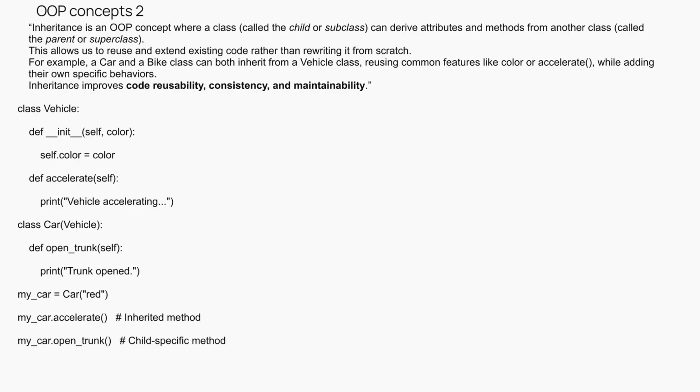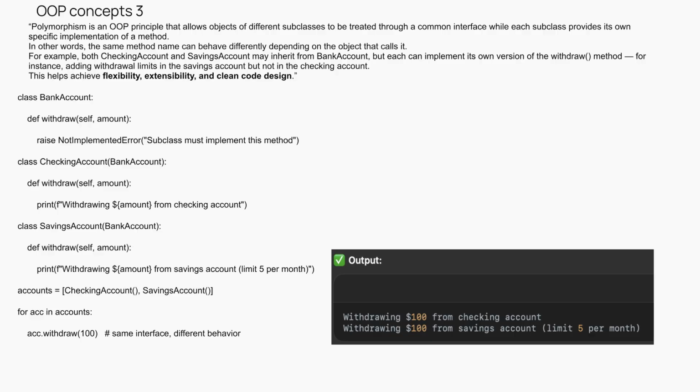Inheritance is an OOP concept where a subclass inherits from a parent class, allowing code reuse and extension. For example, a car inheriting from a vehicle reuses common methods like accelerate.